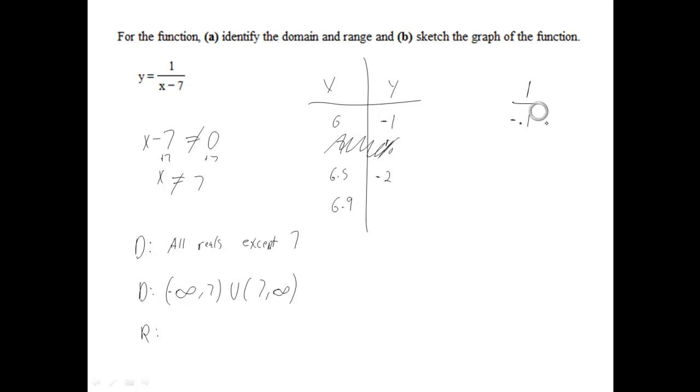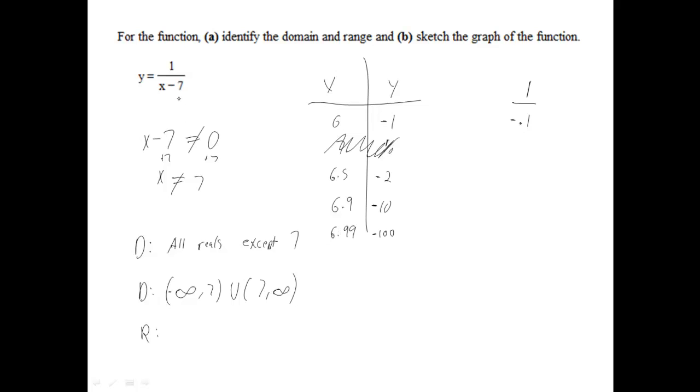And if you notice the pattern here, if you put 6.99, these are all legal values as long as it's not 7, but if I keep getting closer to 7, it makes this thing more negative. There's only going to be a negative 1/100th difference here. And it goes the opposite way if you go the other way.